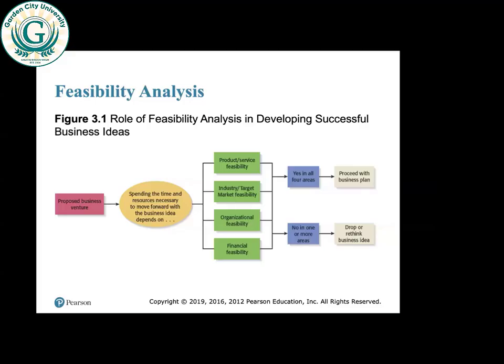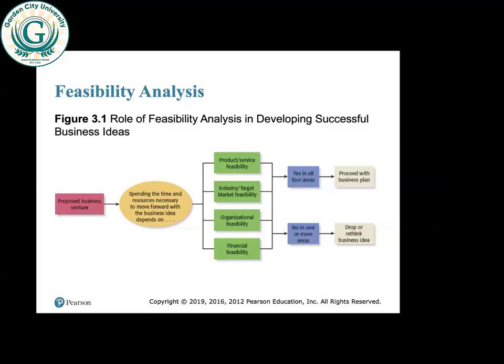Number three, does the product have product market fit? Does the product or service have a product market fit?